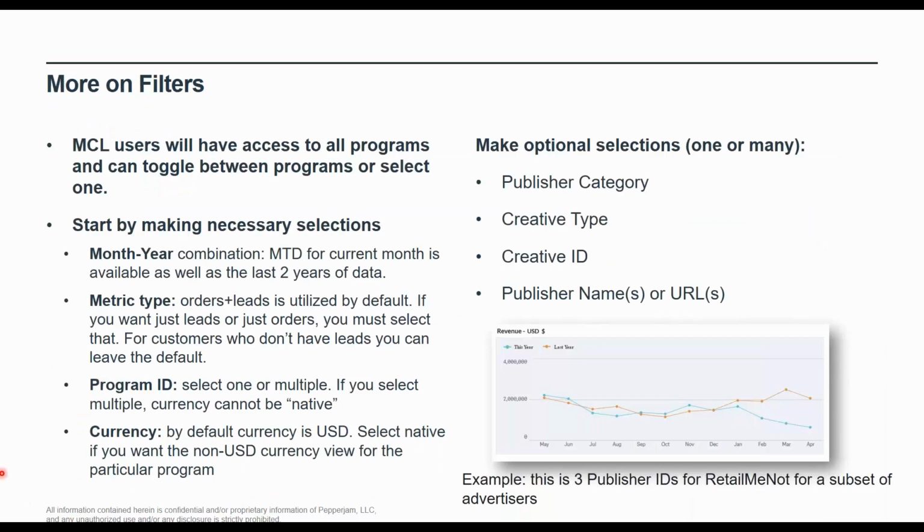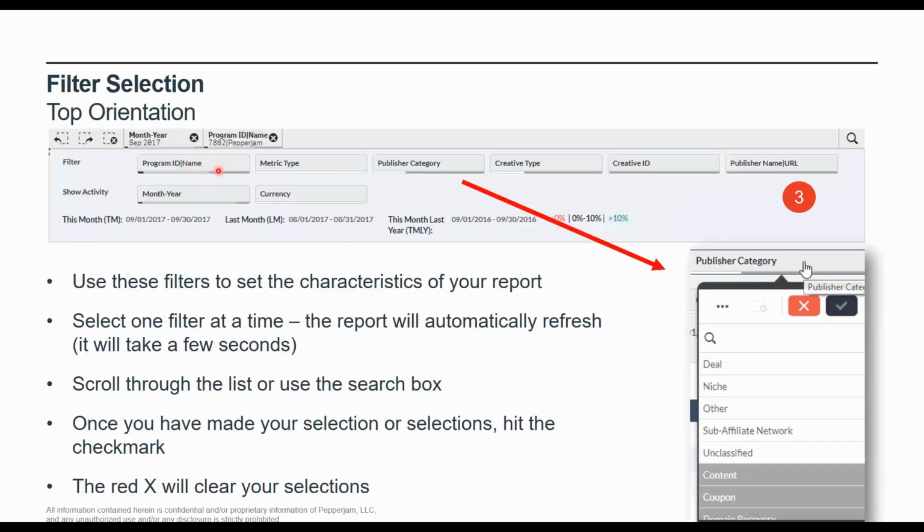A little bit more on filters. By default, if you're an MCL user and you have access to more than one program, when you're in dynamic reporting, you can toggle in between your programs from here. You don't have to drill in first into advertiser A and run a report for that advertiser, then come back out and go into advertiser B. All from within dynamic reporting, for any program you have access to, you can toggle between them using that program ID name filter.